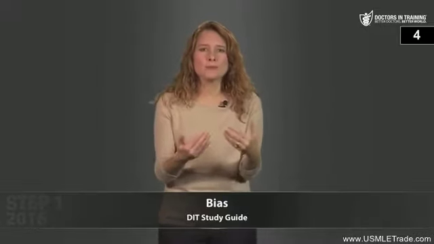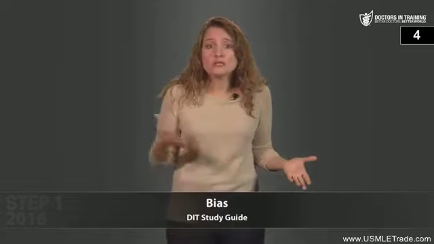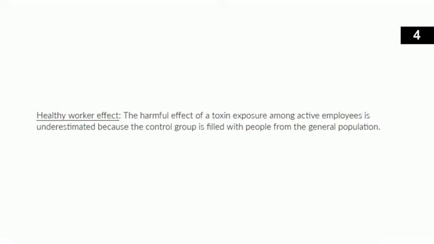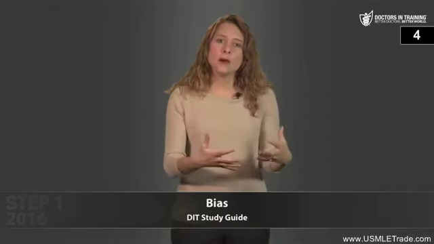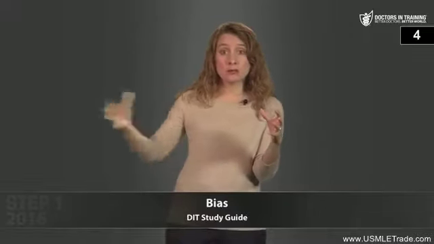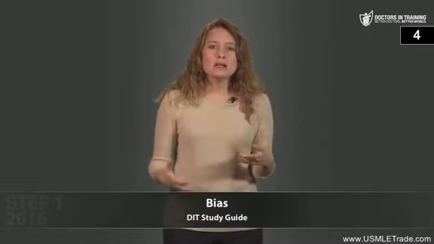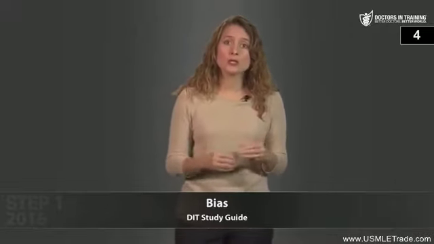This occurs because the population of people who are actively working has lower disease and death rates than the general population. Your study guide says the harmful effect of a toxin exposure among active employees is underestimated because the control group is filled with people from the general population. So when a study population is chosen from an actively working population and then compared with the general population, the results may be biased.